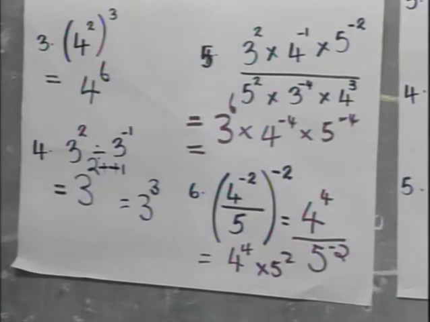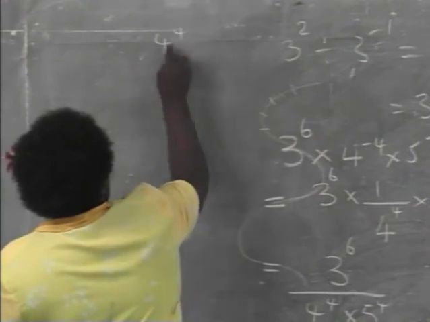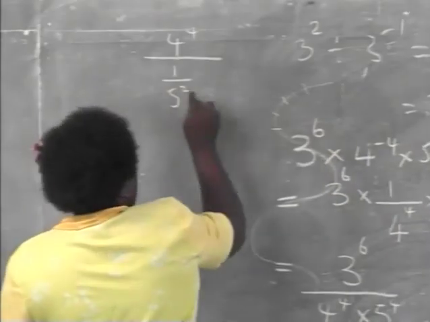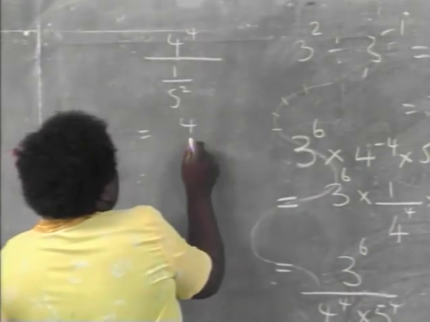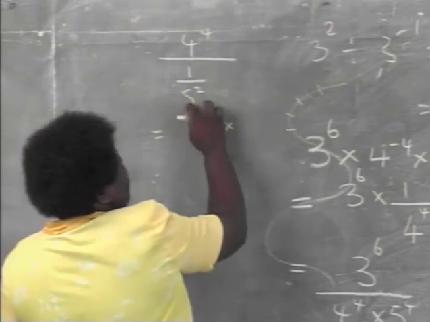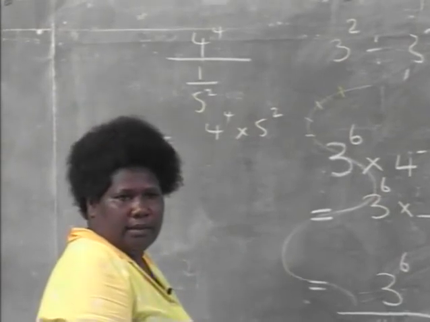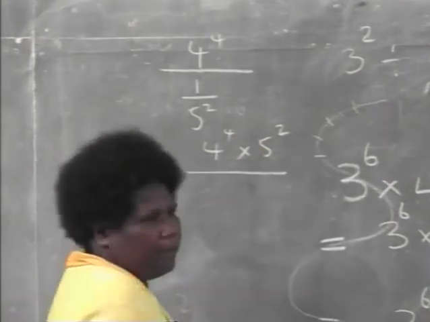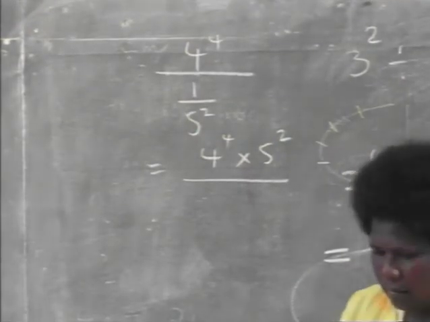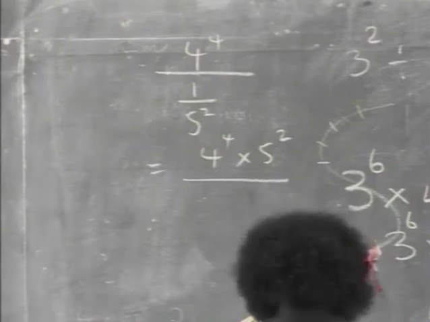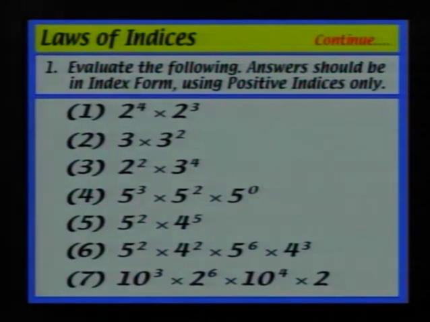Because you are going to divide by a fraction, let me explain. 4 to the power of 4 divided by 1 over 5 squared means 4 to the power of 4 multiplied by, this is a fraction, you invert and multiply by 5 squared over 1. So the answer will be 4 to the power of 4 times 5 squared. Clear? Now you are going to do questions 1 to 7.